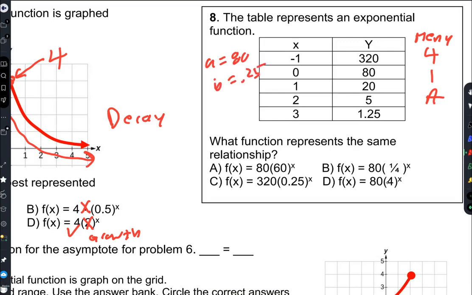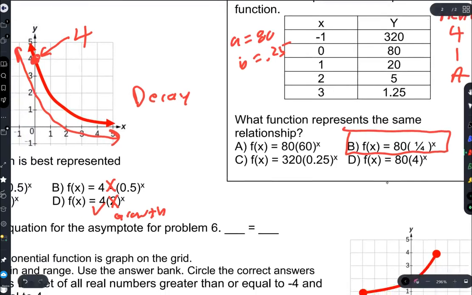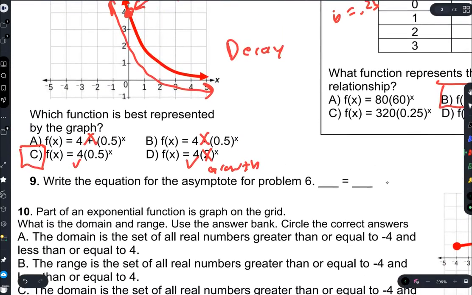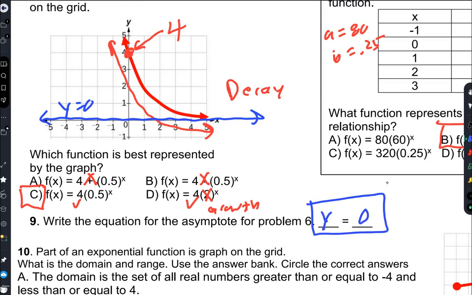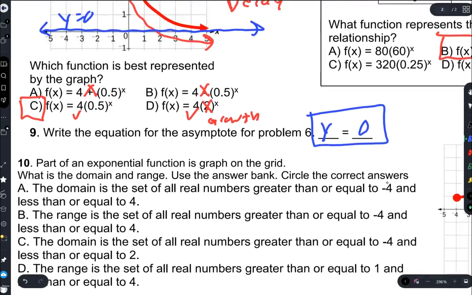So I'm going to go over here. My A is 80 and my B is 0.25. Which one matches up to that? 80 and 1/4 right here. Okay, the 1/4 would be my 0.25, wouldn't it? Okay, continuing on, number 9. Write the equation for the asymptote in number 6. Your asymptote in number 6 is this line, and it's going to be y equals 0. Don't forget that. Your asymptote will be y equals 0.